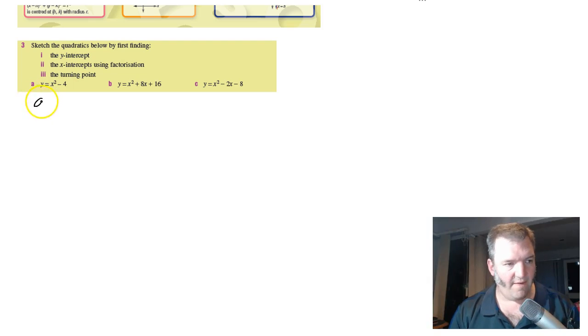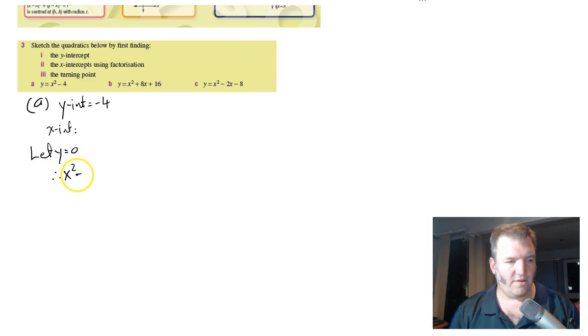So for A, this is not going to be terribly hard at all. The y-intercept equals negative 4, it's the value at the end. The x-intercepts, I have to let y equal 0 and solve, correct? So we start by saying let y equal 0.